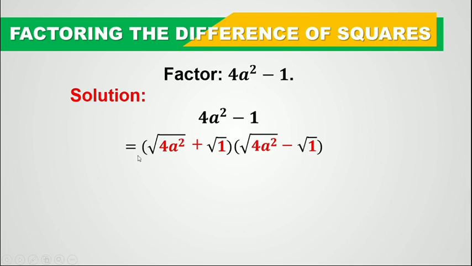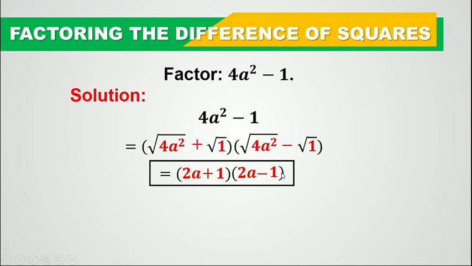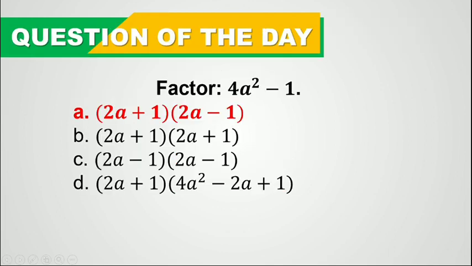If we simplify this further, the square root of 4a squared is 2a, plus the square root of 1, which is 1, times the square root of 4a squared, that is 2a, minus the square root of 1, which is also 1. So therefore, this is our final answer. That's just how easy it is to factor this kind of polynomial. So the answer for the given question of the day is letter A. So 4a squared minus 1, its factors are 2a plus 1 and 2a minus 1.